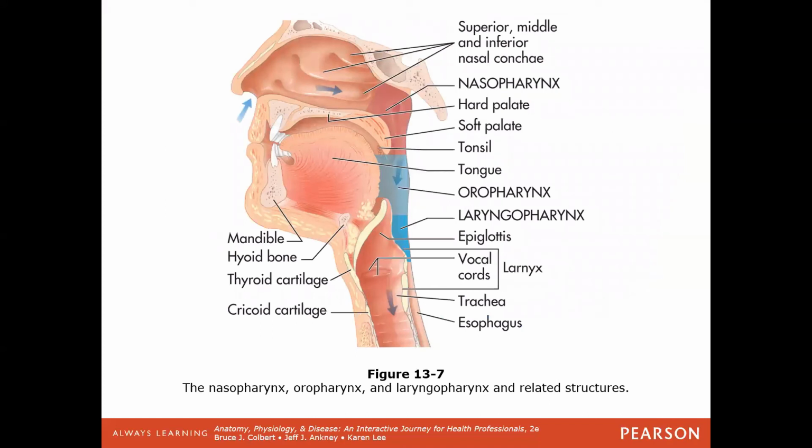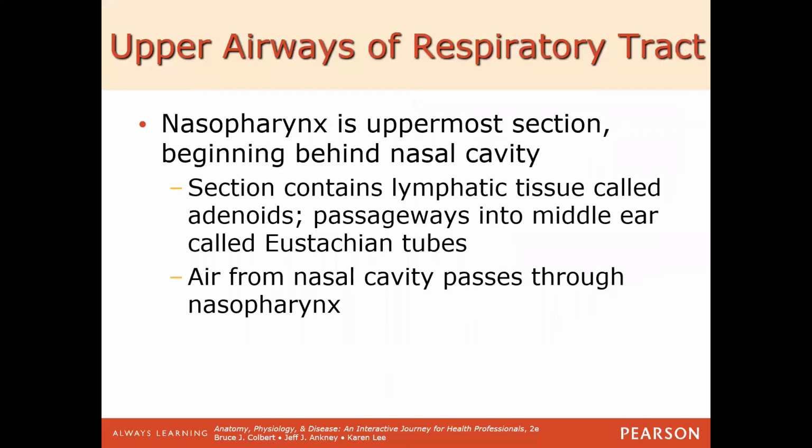And here we see again that image of the arrangement. Again, those blue arrows represent the path of air, and you see at the top the nasopharynx, moving downward the oropharynx, and finally the laryngopharynx. The nasopharynx is the uppermost section beginning behind the nasal cavity. The section contains lymphatic tissue called adenoids, and passageways into the middle ear called eustachian tubes. The air from the nasal cavity passes through the nasopharynx.